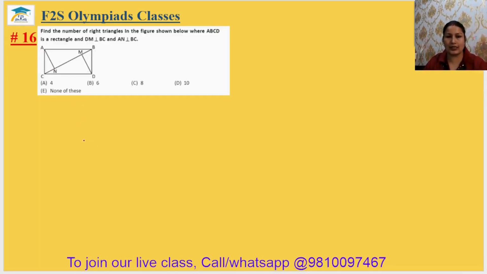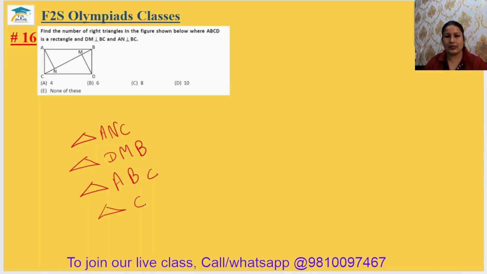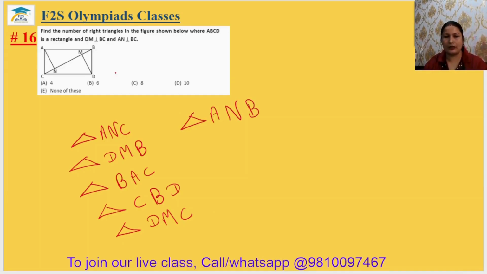So look, triangle ANC will be right angle, triangle DMB will be right angle triangle, and triangle ABC and triangle CBD. Okay, triangle DMC and triangle ANB. This side triangle we have not counted. Okay. Now we have counted total 6 triangles are there. So 16th answer will be option B.